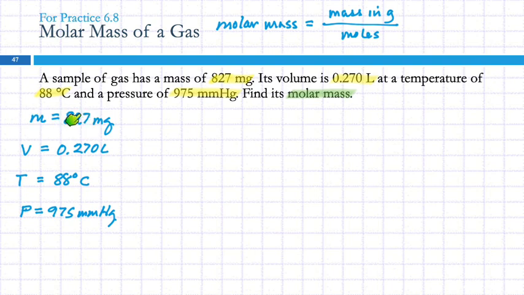So this is the mass that we need up here, but is it in grams? No, it isn't. Well, we could convert that to grams though, can't we? So grams up here, milligrams down there. Milli stands for times 10 to the minus 3. So 1 milligram is 1 times 10 to the minus 3 grams. We get 0.827 grams.